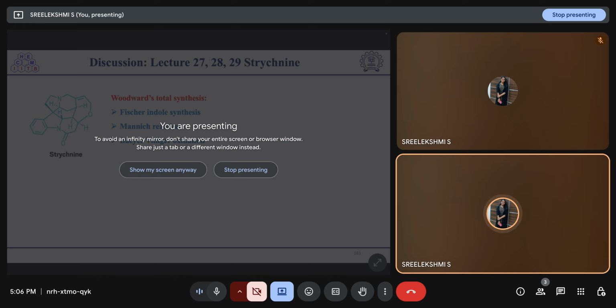Now, coming to strychnine, lectures 27, 28, and 29 were about strychnine. So we had a very long discussion on this strychnine. In the first lecture, lecture 27, we have seen Woodward's total synthesis from isostrychnine and Woodward's relay approach. This molecule, strychnine, was isolated in 1918 from Strychnos nux-vomica, and this is actually a poisonous molecule. We can say a dose of 50 mg and above of strychnine is fatal.